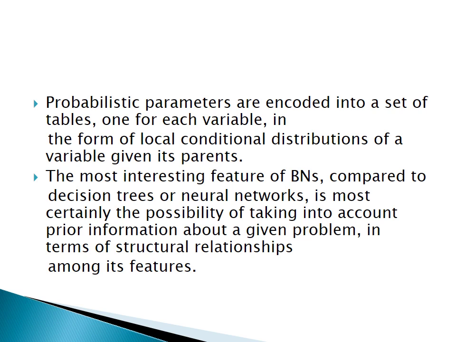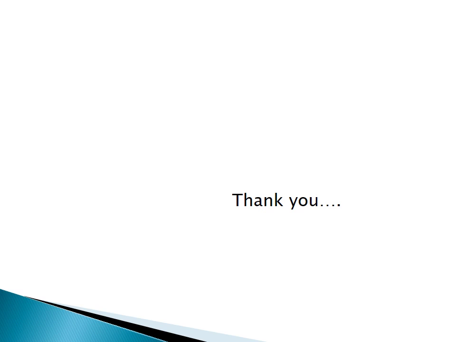Probabilistic parameters are encoded into a set of tables, one for each variable. This is later mentioned in the pseudocode in the form of local conditional distributions of a variable given its parents. The most interesting feature of BNs compared to decision trees or neural networks is most certainly the possibility of taking into account prior information about a given problem in terms of structural relationships among its features. So this is the statistical learning algorithm in which we have discussed Bayesian networks, which is the most effective algorithm in statistical learning.